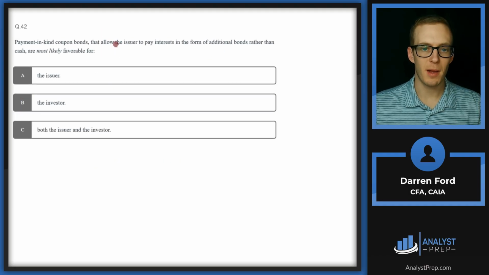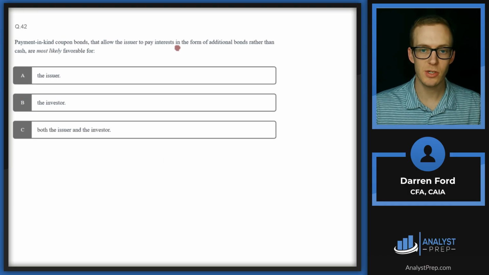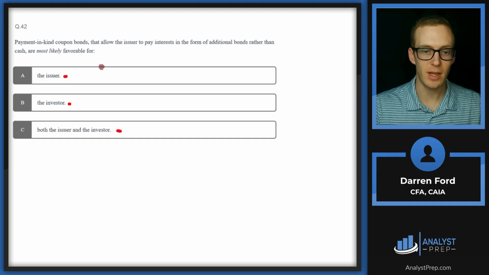Payment in kind coupon bonds that allow the issuer to pay interest in the form of additional bonds rather than cash are most likely favorable for A, the issuer, B, the investor, or C, both the issuer and the investor. So who is this going to be most favorable for? From the issuer standpoint, essentially you're getting cash in and you don't have any cash flows going out until the end of the loan when you have to make this balloon payment.